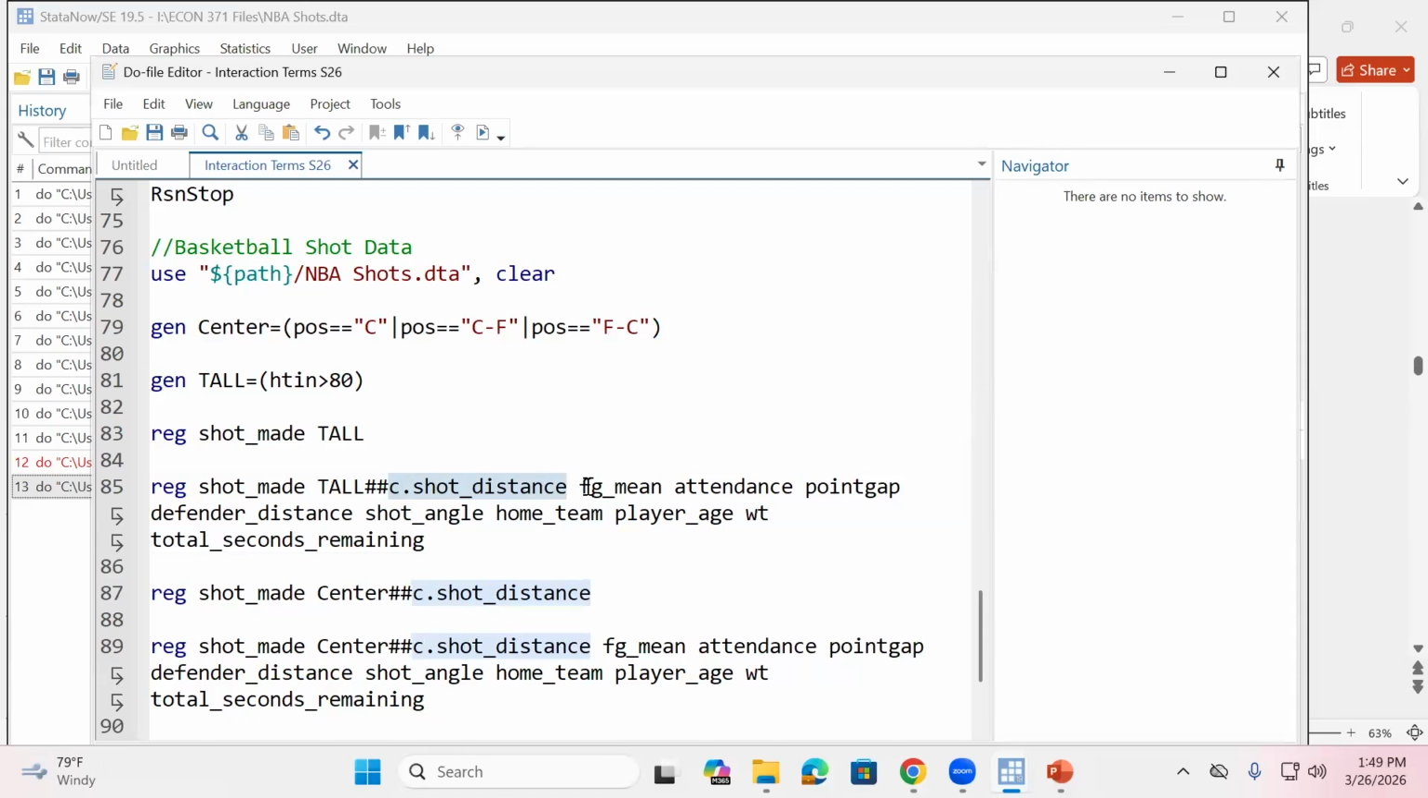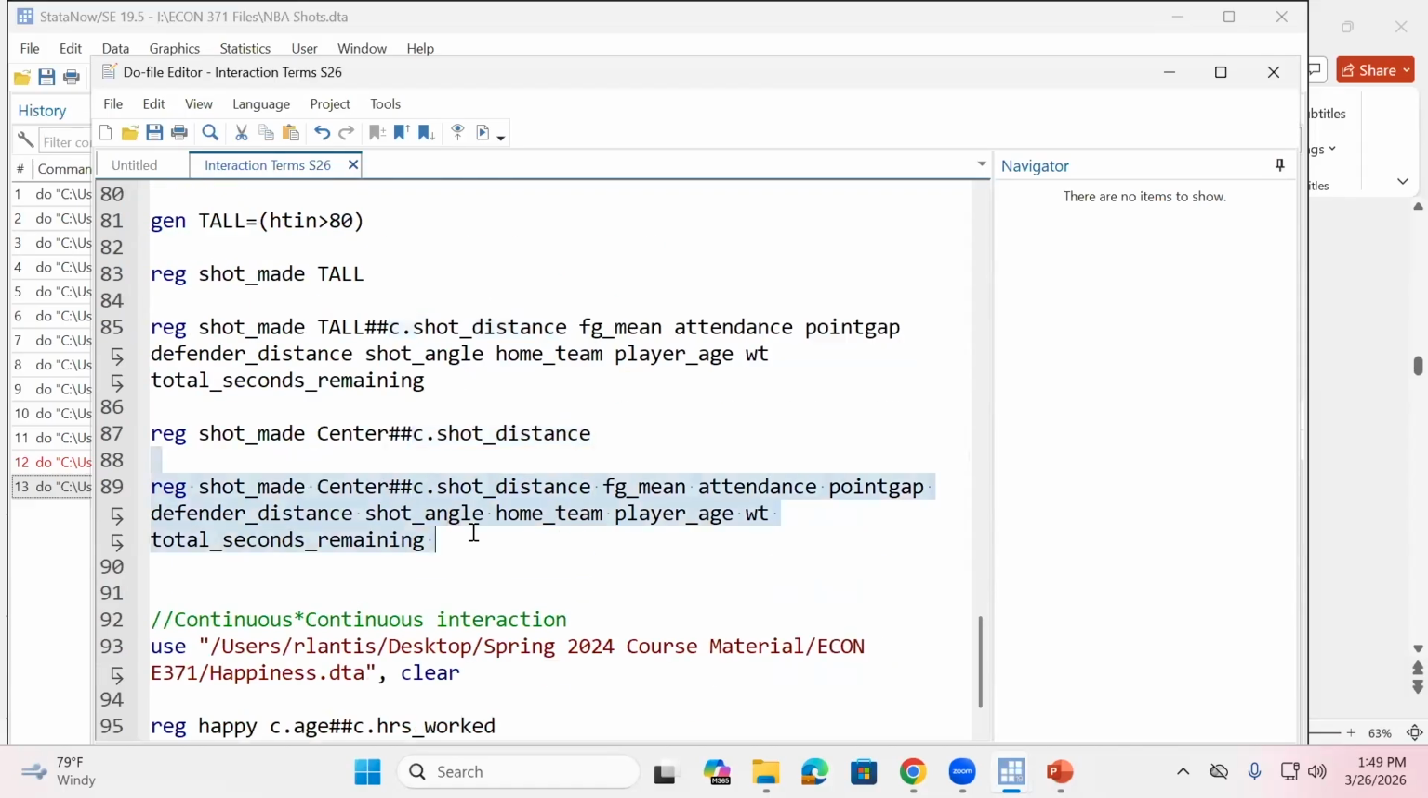I've used it for some papers and played around with it. You've got the attendance of the game, what the player's average field goal percentage is outside of this game, the point gap, how close the game is, what the closest defender is, the angle the shot was taken, all these different controls. This should kind of help us get at this.